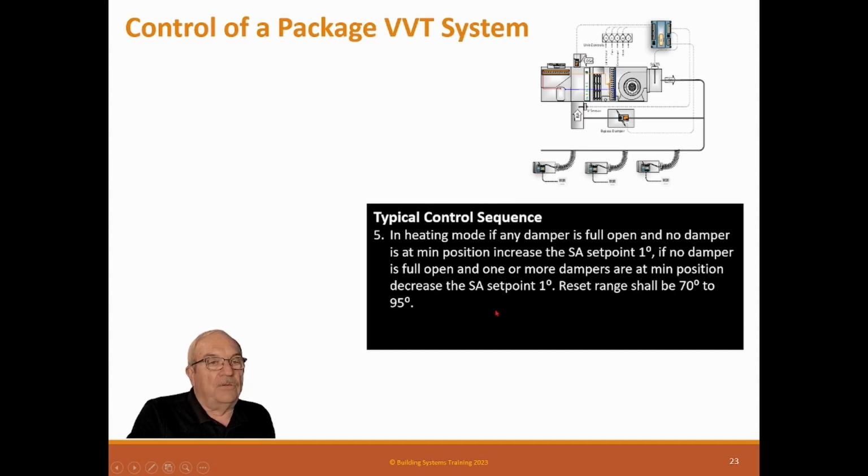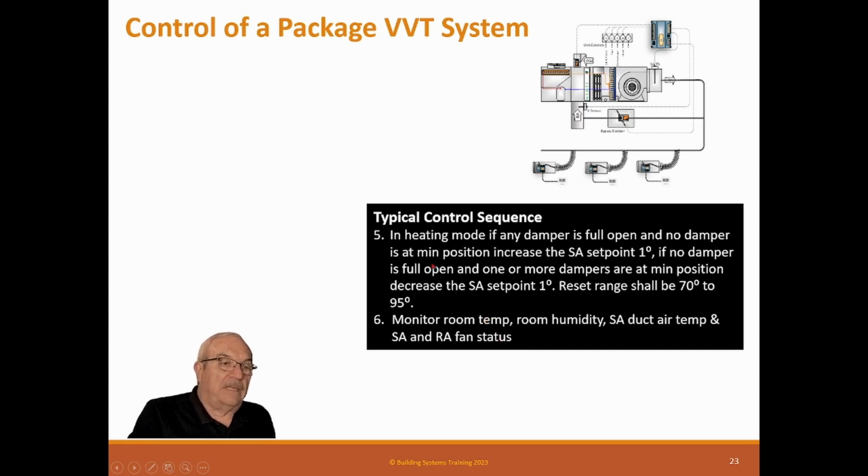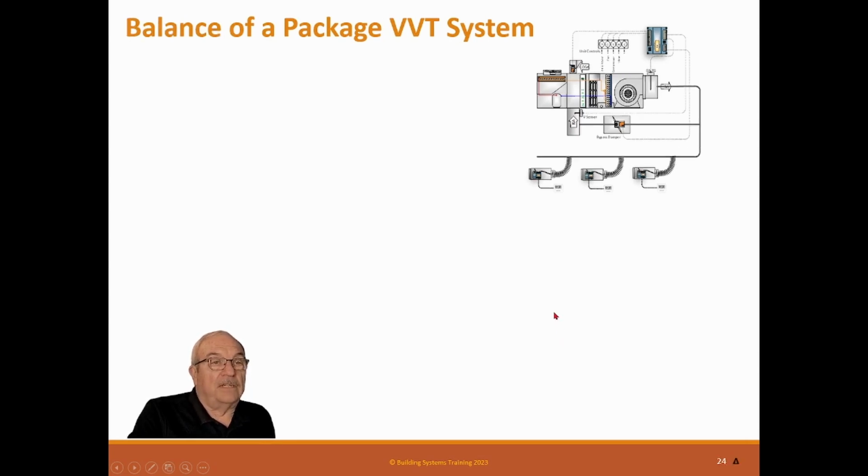In heating mode, if any damper is full open and no damper is at minimum position, increase the supply air set point 1 degree. If no damper is full open and one or more dampers are at minimum position, decrease the set point 1 degree, so it's exactly opposite of the other set point. I tend to get confused because I'm looking at hundreds of sequences, so I apologize about that. Monitor room temperature, room humidity, supply duct temperature, and supply and return fan status.